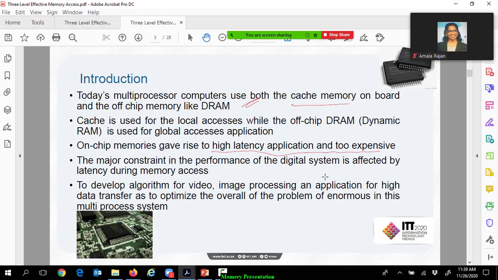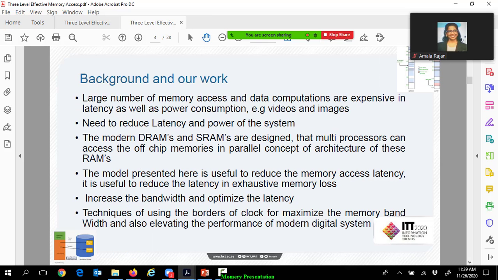The major constraint is that the digital system is affected by latency. Latency is very important. If you want to develop algorithms for video or image processing, or an application with high data transfer and real time, then definitely we need a very high speed memory. So the background is that a large number of memory accesses or data computations are expensive. Yes, we know that. You need to reduce latency. We need to reduce power of the system. And dynamic RAM and static RAMs are designed.